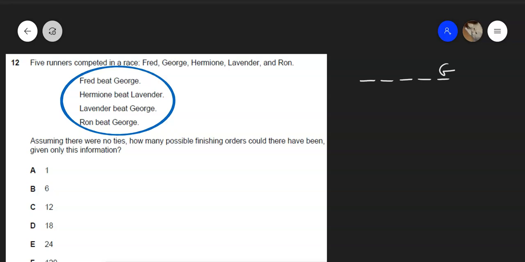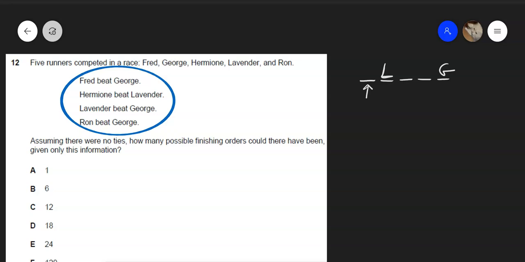Now let's go back to place 1. Who could be there? Could it be Fred? Potentially, yes. Could it be Hermione? Yes. Could it be Ron? Yes. But could it be Lavender? From the second condition, we can say that no, Lavender cannot be in the 1st place, right? Because Hermione must beat Lavender. So I'm going to exclude Lavender from the 1st place, but it is possible that Lavender could be in the 2nd place, right? So Lavender could be here.